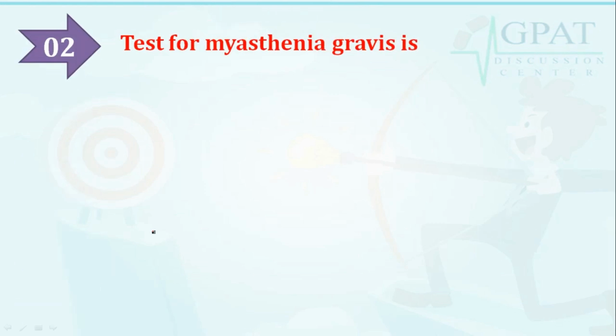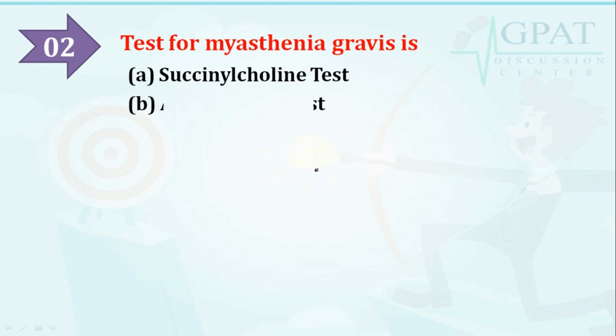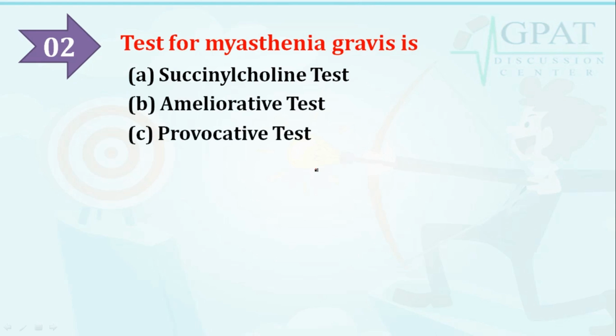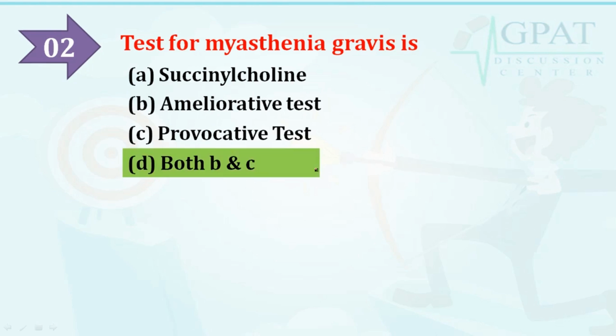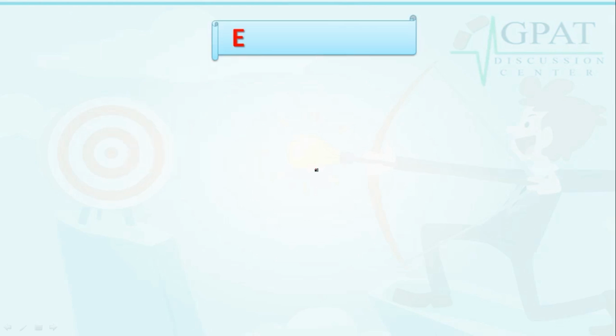Test for Myasthenia gravis is, okay, first option succinylcholine test, second option ameliorative test, third option provocative test, and fourth option both B and C. And the right option is both B and C. Let's have an explanation of the test for Myasthenia gravis.